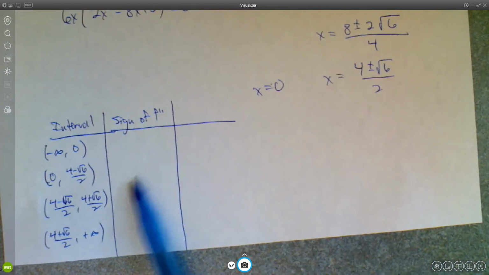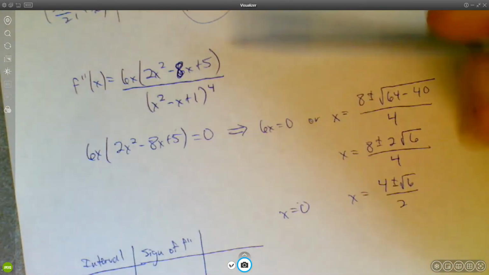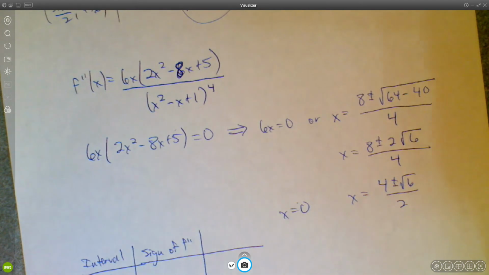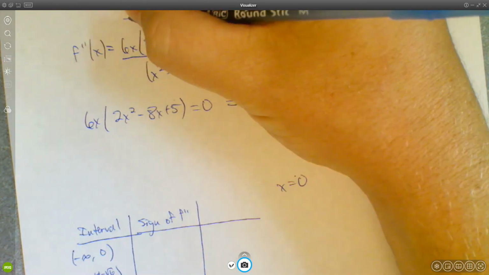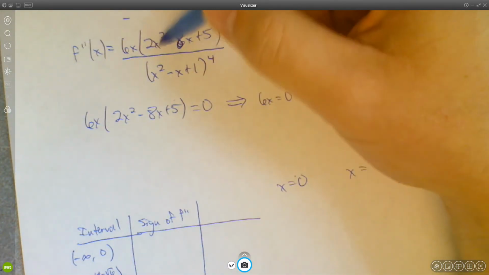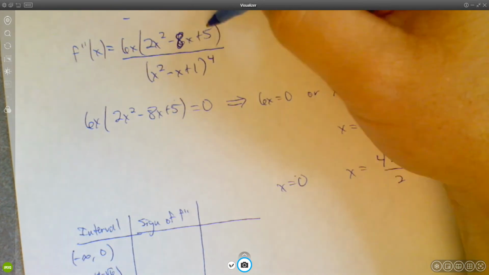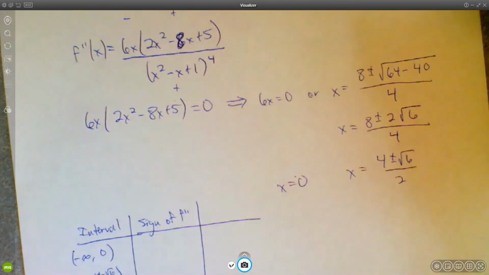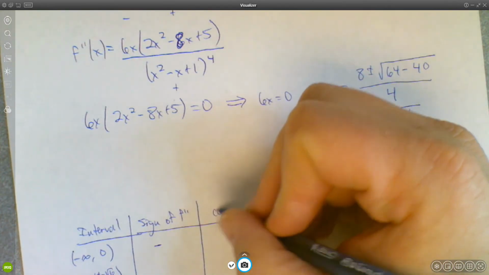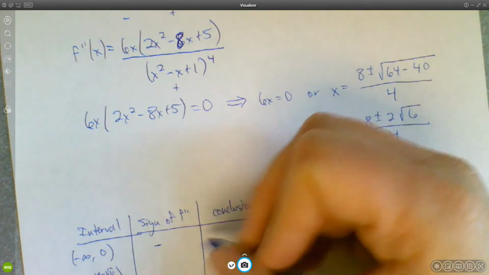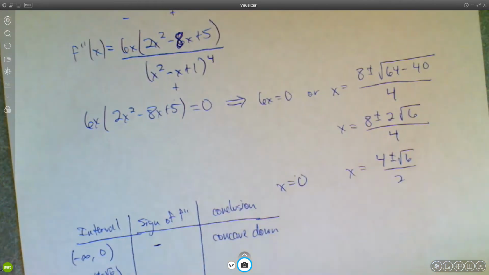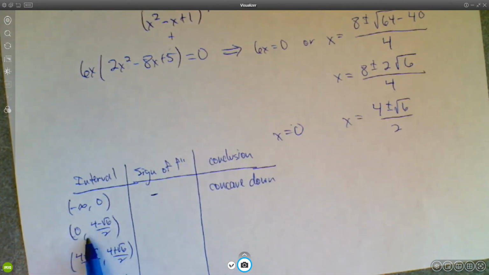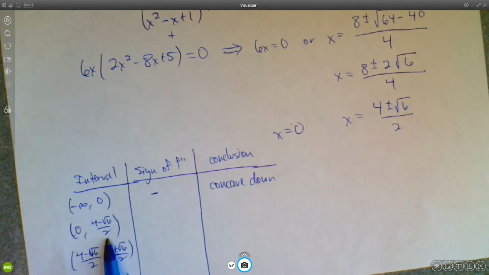Okay? So to figure that out, I just plug in test points to my second derivative. So plugging in something less than 0, like negative 1, I'm going to have a negative times a negative 1. This is going to be positive, this is going to be positive, and positive, so that'll be positive. And the denominator is always positive, so this is going to be negative here. That tells me that I'm concave down from negative infinity to 0. Between 0 and 4 minus root 6 over 2.